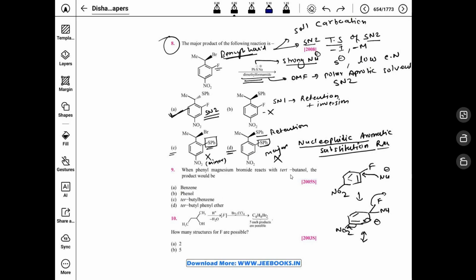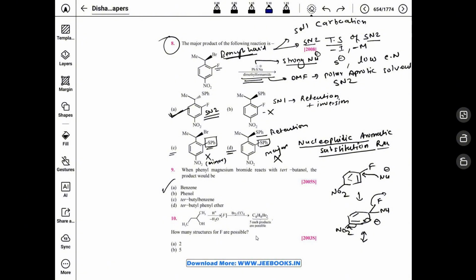When phenyl magnesium bromide reacts with tertiary butanol, the product would be... So for magnesium bromide, we should know that whenever you react the Grignard reagent with any acidic medium which can provide the proton, which can provide the hydrogen, hydrocarbons will form. So what will be the hydrocarbon here? This, and this is nothing but benzene. So the correct answer will be A, benzene. Now moving to question number 10.